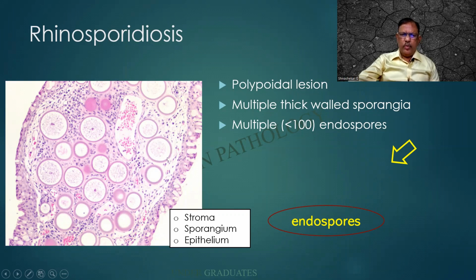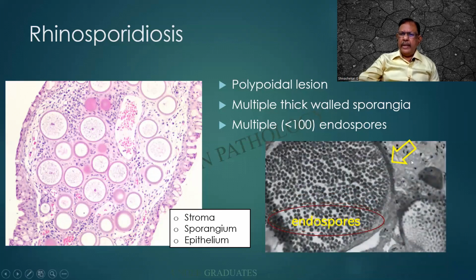Sporangia means, look at this thick wall, circles, they are all sporangia, within which there will be what is called as endospores. These are inflammatory cells, don't confuse them. So stroma, sporangium, lining epithelium, we are seeing. Still, if it is not clear, look at the higher magnification of it. This is a magnification of the sporangium. So there is the sporangial wall, and lot of these dark circles are all endospores. Sporangium with endospores.